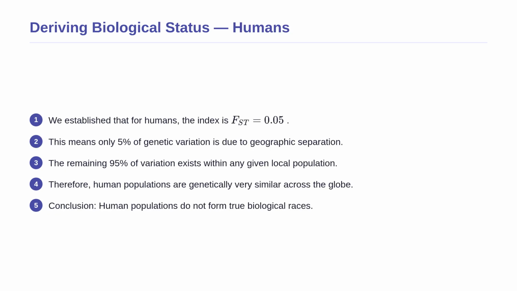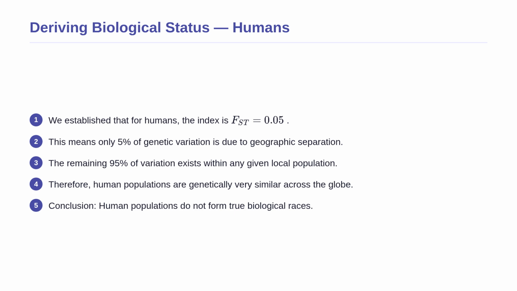Now that we have calculated these values, let us prove what they mean biologically, starting with humans. We established in our example that the fixation index for humans is 0.05. Mathematically, this proves that a mere 5% of human genetic variation is due to geographic separation. The logical consequence is that the remaining 95% of all genetic variation exists within any given local population.